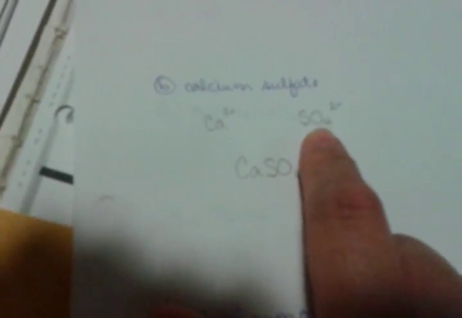The next one is calcium sulfate. Calcium has a 2 positive charge, and you can tell by looking at the column that it's in on the periodic table. Sulfate is a polyatomic ion that you'll have to probably memorize. And its formula is SO4, and its charge is 2 negative. And those are things that you'll just need to memorize.